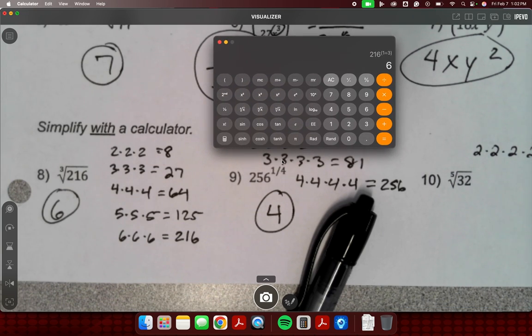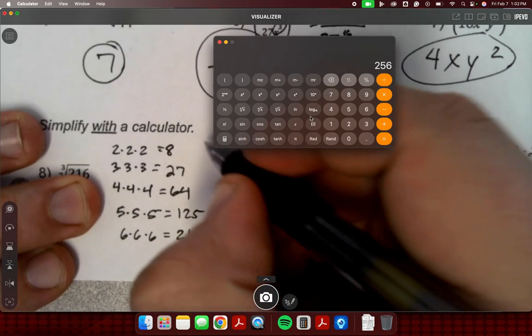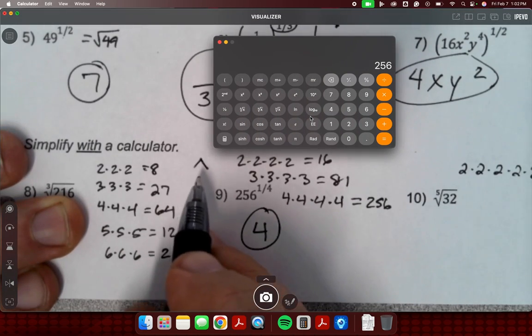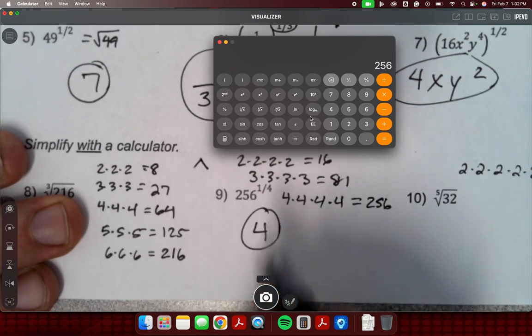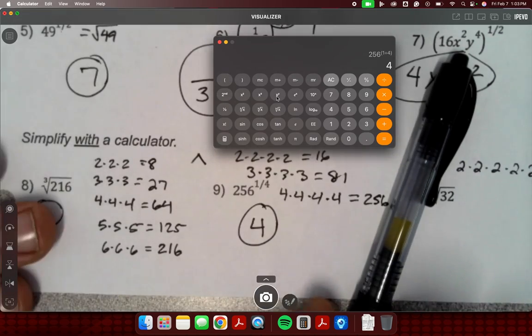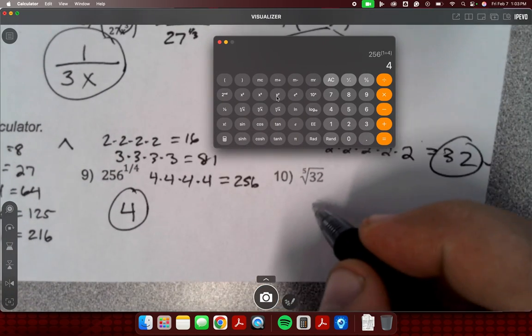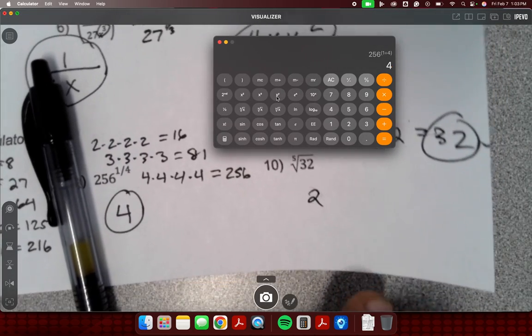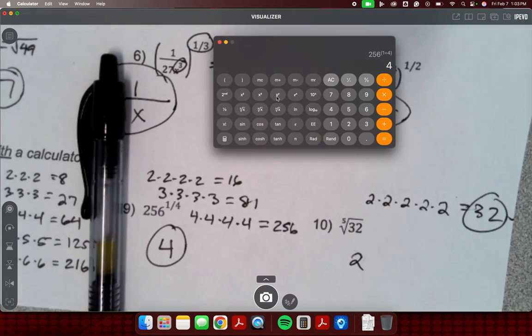So this one we get 256 to the 1/4, so 256, and here's this little caret button. The caret button looks like this. It's right above your squared button, which is right next to your 7. So you would press the caret button and then do parentheses 1/3. Or excuse me, 1/4 on this one. And you get the 4. Okay, and then on this one, 32 raised to the 1/5. We get the 2.